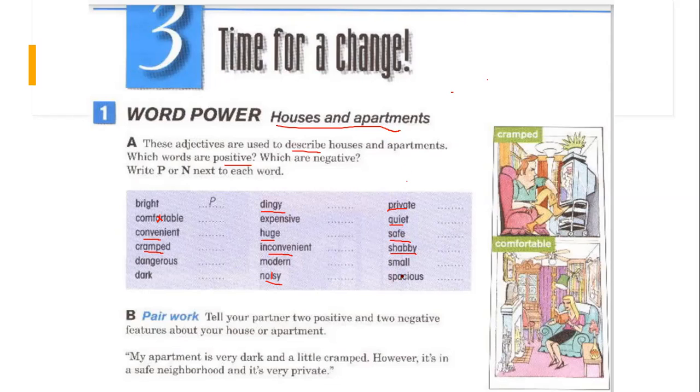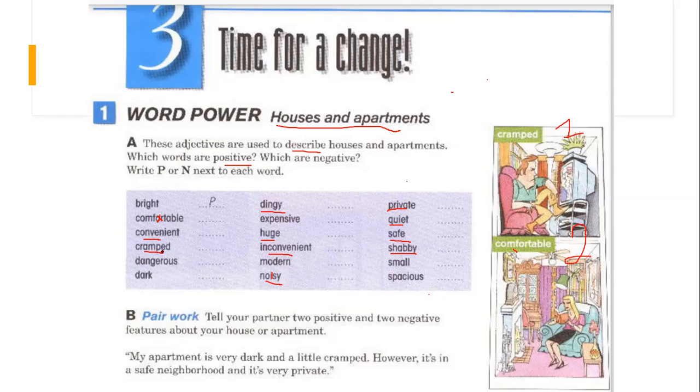And next one, small. And the last one is spacious. Spacious. Okay. And that's why you have over here these two images. You see on the first one, the one on the top, it is cramped. And the other one is comfortable because there's a lot of space, as you can see in there, all right? So try to remember the pronunciation, cramped.